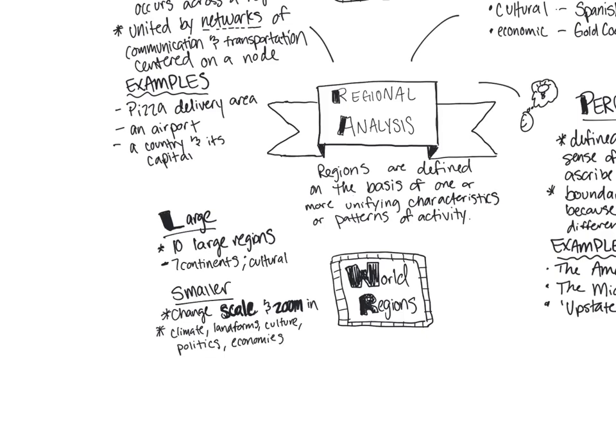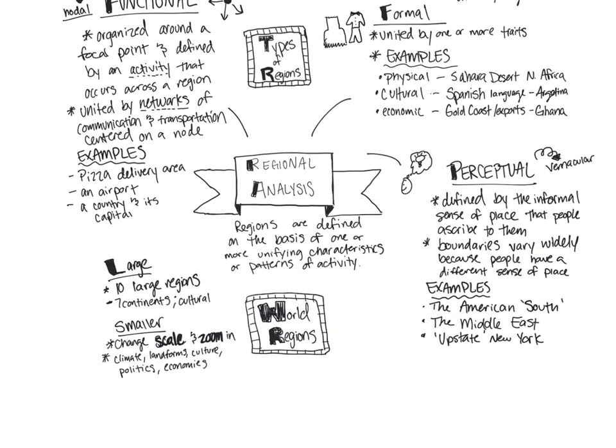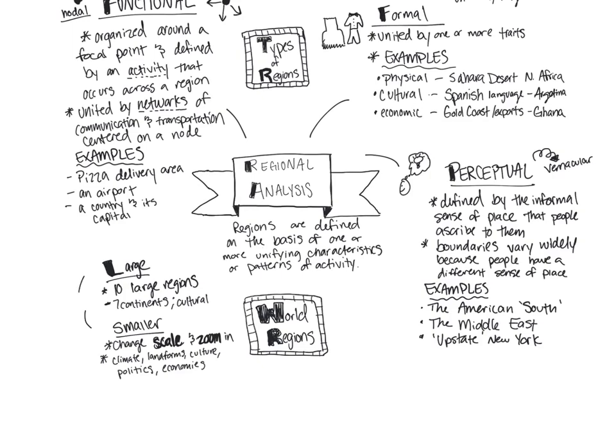So when you break large regions into smaller regions, it's almost like you're making those into formal regions, right? Does that sound familiar? Remember how we said formal regions are united based on one or more traits? So the smaller regions that you're looking at on that big map, if you were to zoom in, those characteristics that are uniting the smaller regions, those are formal. That's also a formal region. So there's some overlap there, okay?